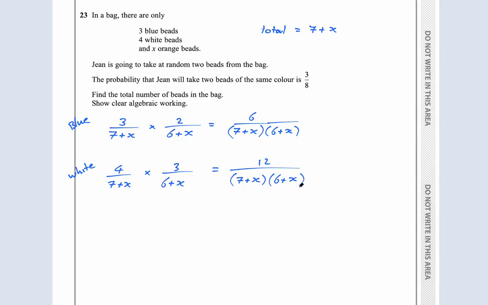And then finally, 2 oranges. There's x oranges, so it's x out of 7 plus x. And if I take an orange, there's now x minus 1 oranges left, and this is again out of 6 plus x. Again, guys, this is turning out to be another hard question. This was a pretty difficult paper. So x times x minus 1, like this, and the denominator is the same.